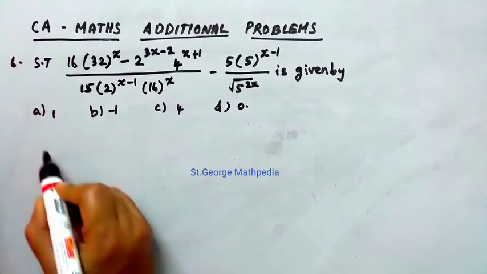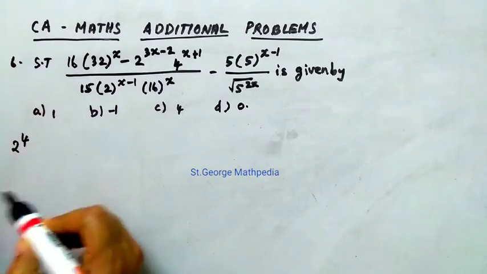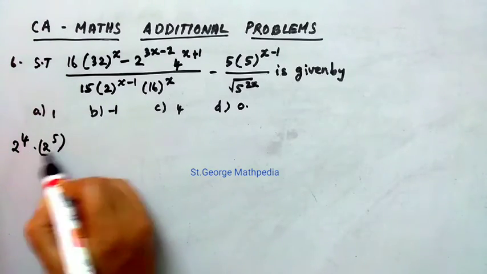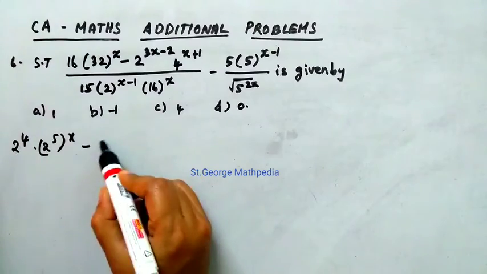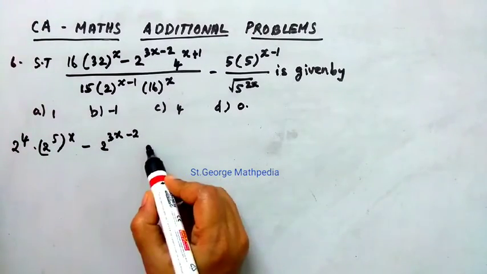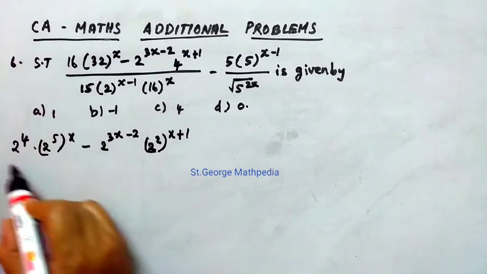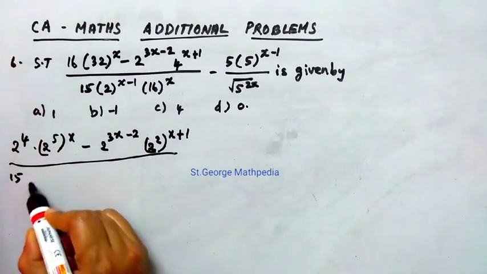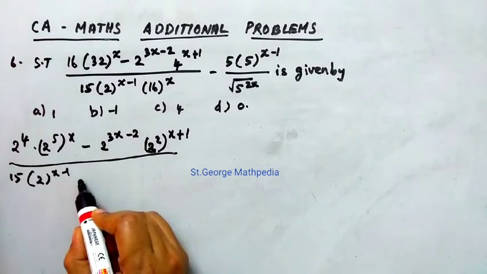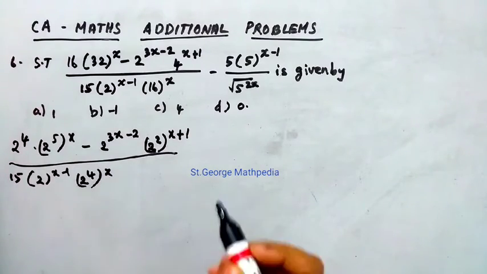Okay, so let us write this 16 as 2 to the power of 4 and 32 is 2 to the power of 5, to the power x, minus 2 to the power of 3x minus 2, and 4 power x plus 1 is 2 to the power of 2x plus 1, divided by 15 into 2 to the power of x minus 1 and 16 is 2 to the power of 4, power x.